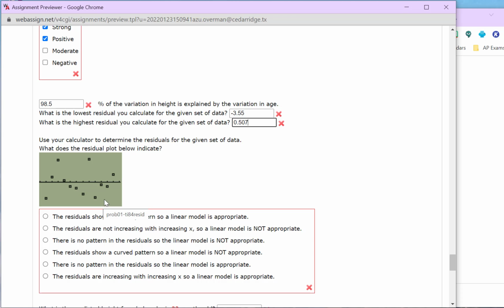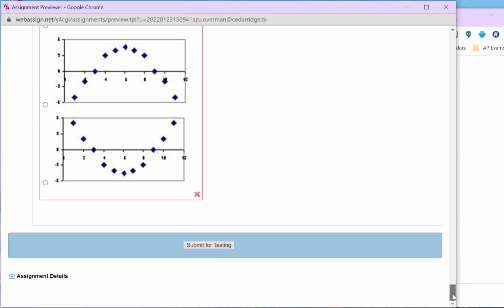So here's the residuals. Yeah, this is back in the day when we used calculators. The residuals are not increasing, so a linear model is appropriate, so you can ignore all three of those. There is no pattern. No pattern good, everything else bad. So I'm going to double check these answers, make sure I did those correctly.